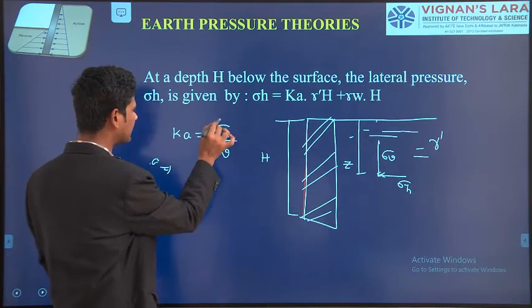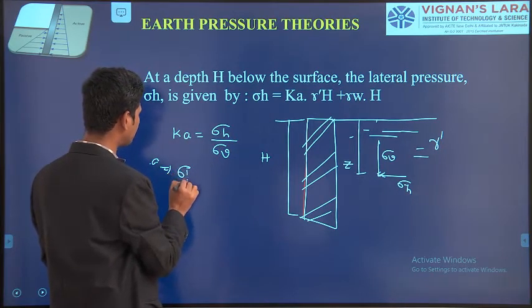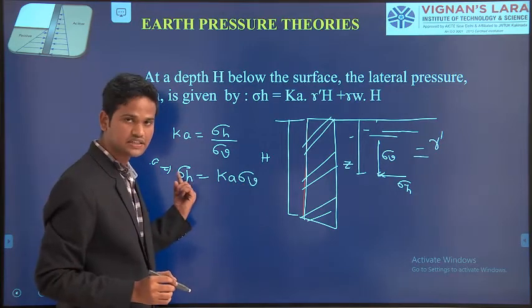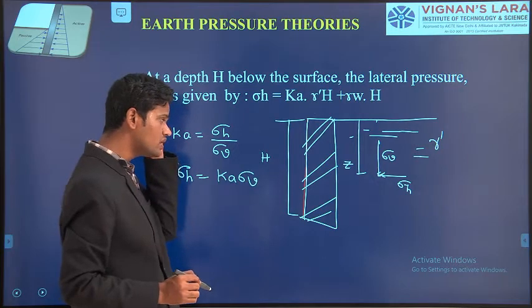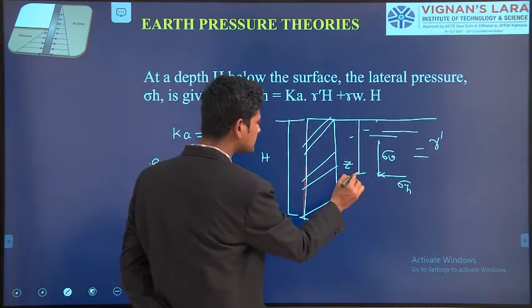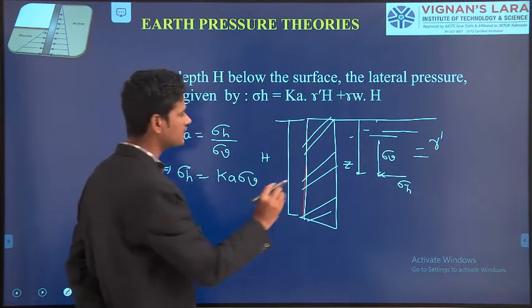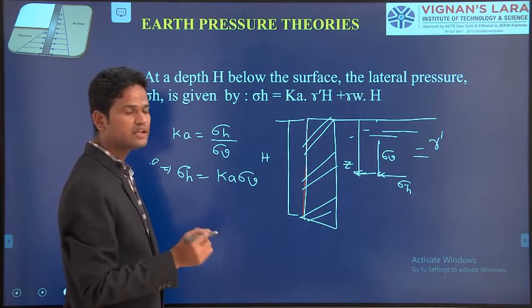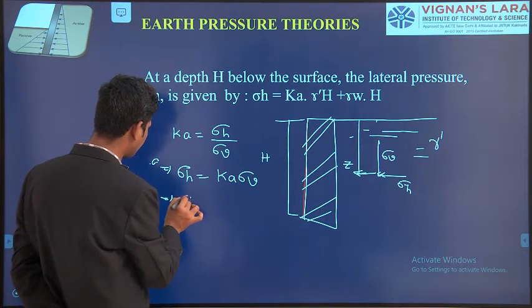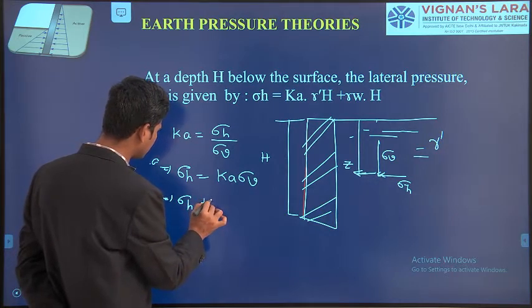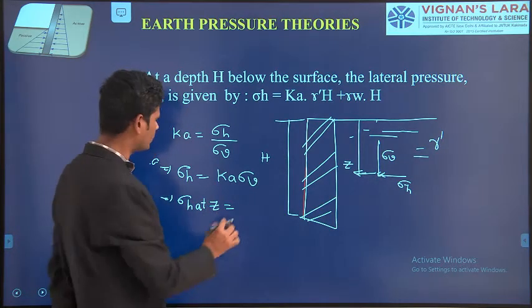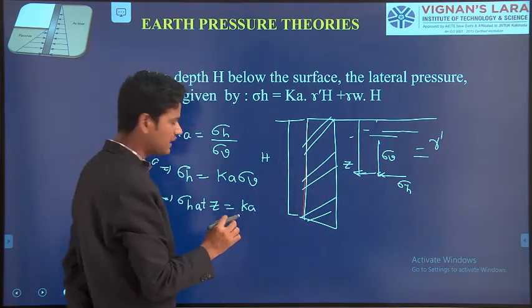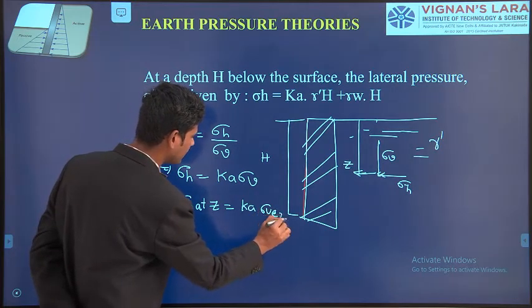From this I want to calculate sigma h, where sigma h equals Ka into sigma v, the horizontal pressure. At this particular point, I want to calculate the horizontal pressure, that means the lateral pressure at depth z. That means sigma h at z equals Ka into sigma v at z.